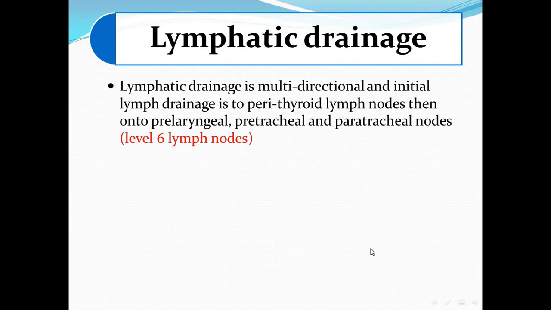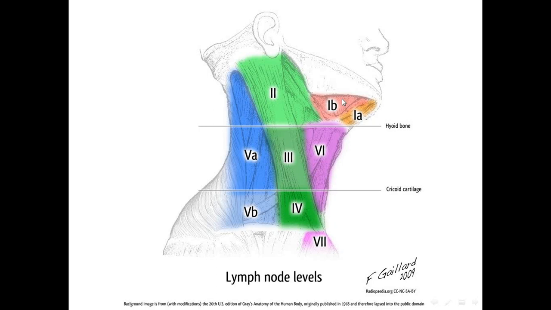Then the lymphatic drainage is multidirectional, but the initial drainage is to the parathyroid lymph nodes, then into the prelaryngeal and pretracheal and paratracheal nodes. So mainly the level 6 lymph nodes. If you remember the classification of the levels of neck lymph nodes, level 6 is this central compartment. It's the compartment that contains the thyroid gland. So the initial drainage of the thyroid gland will be to this level.